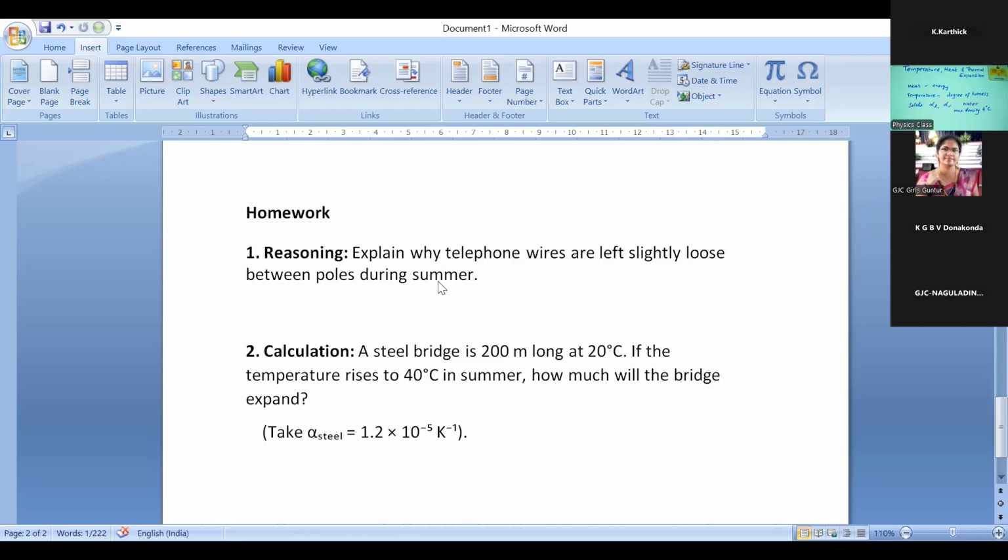A steel bridge 200-meter long, and the temperature difference here, alpha steel 1.2 times 10 to the power minus 5 per Kelvin. And how much will the bridge expand?